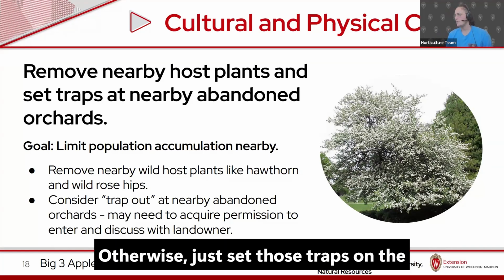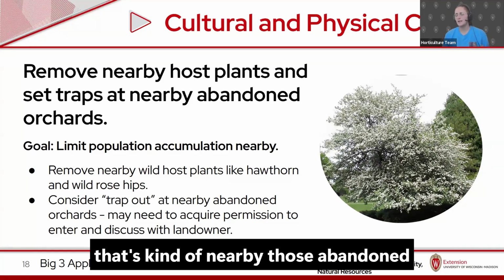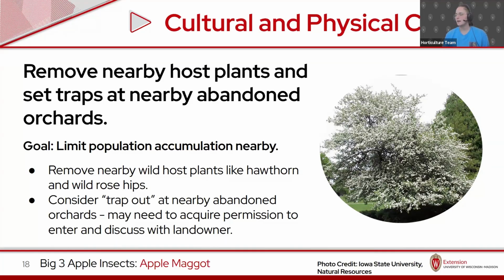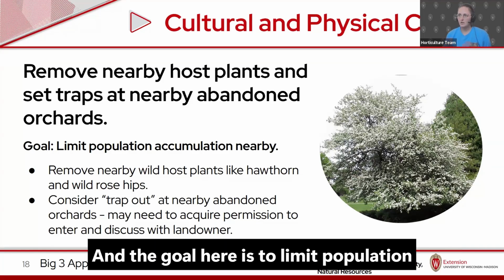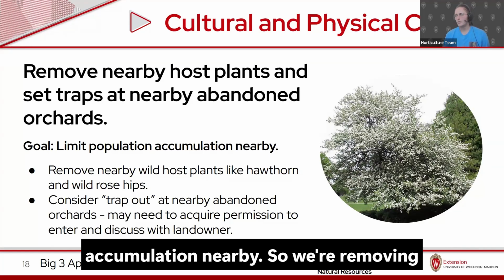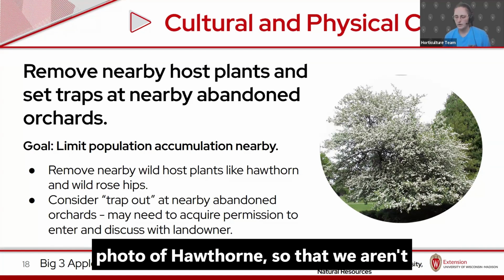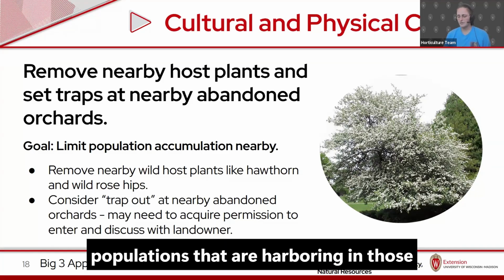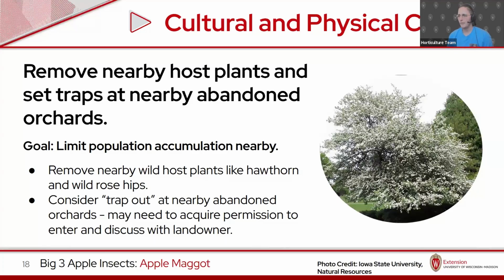Otherwise, just set those traps on the side of the tree or on a tree that's kind of nearby those abandoned orchards. That can help you keep track of populations that might be coming over from those orchards. And the goal here is to limit population accumulation nearby. So we're removing those host plants, especially this is a photo of hawthorn, so that we aren't getting populations that are harboring in those areas and coming into your apple trees.